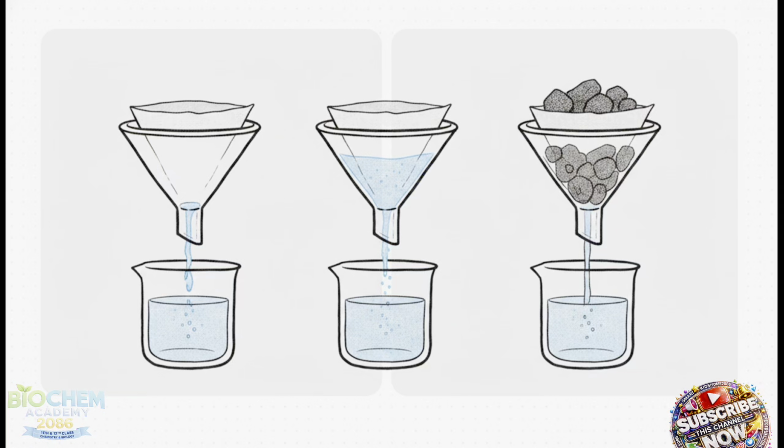When you pour that cloudy chalk water into a funnel, the clear water passes through as the filtrate, but those large, bulky chalk particles get completely trapped on top of the filter paper, leaving behind a thick, solid residue. They are just way too big to fit through the pores.